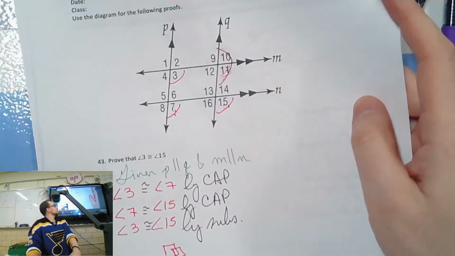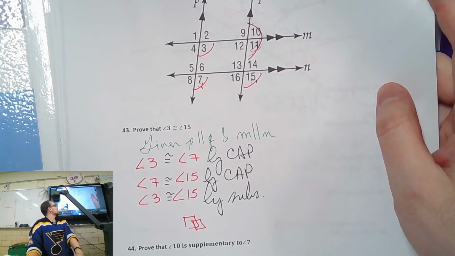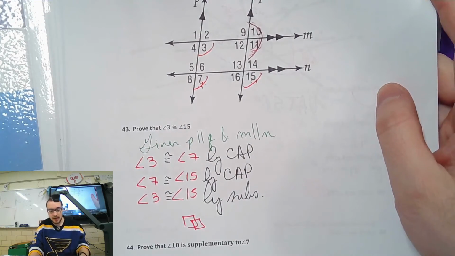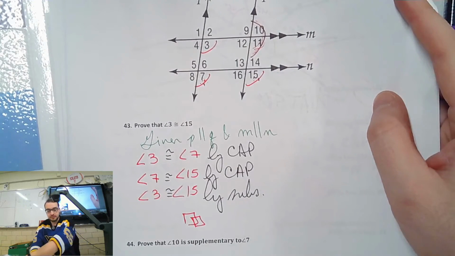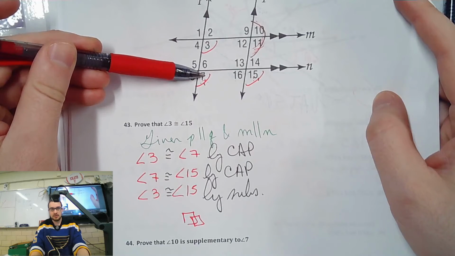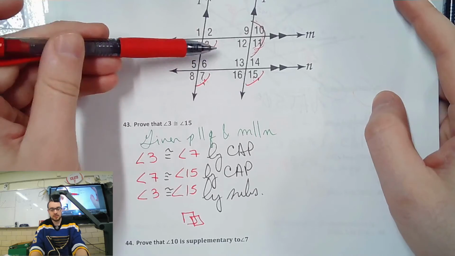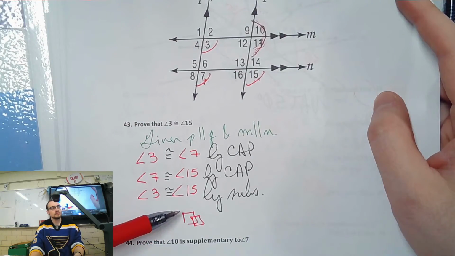Next one. All the lines are parallel, so I write that. Given P and Q are parallel, and M and N are parallel, I'm going to try and prove 3 is 15. So here's what I'm going to do. 3 and 7 are the same by CAP. 7 and 15 are the same by CAP. That means 3 and 15 are the same by substitution.